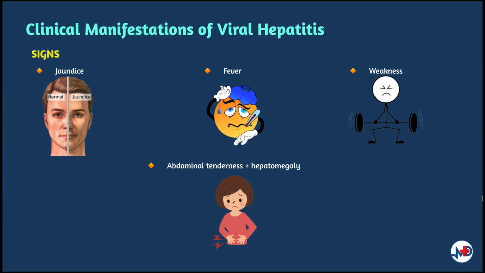As for signs of viral hepatitis, you can look out for jaundice, fever as mentioned earlier, abdominal tenderness and hepatomegaly, as well as muscle weakness can be demonstrated.